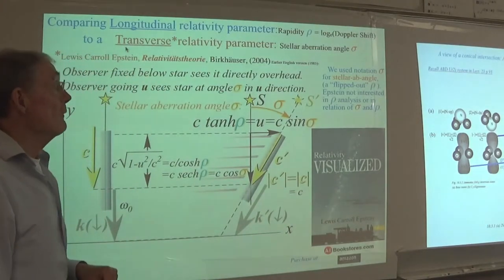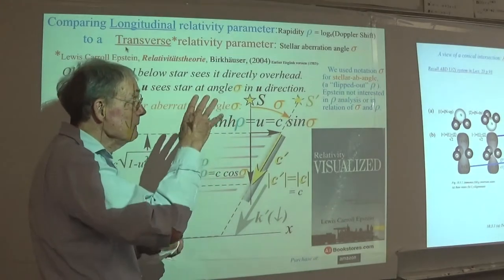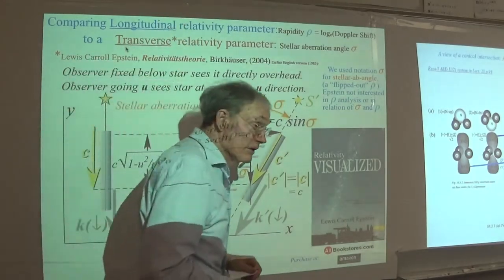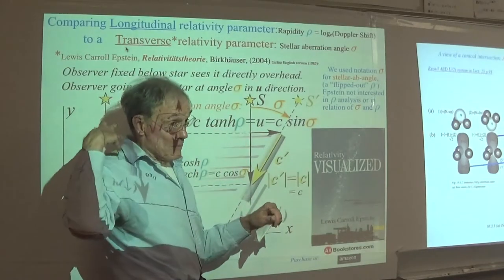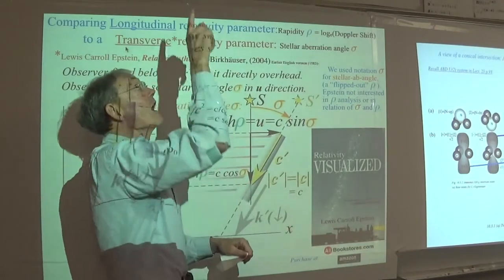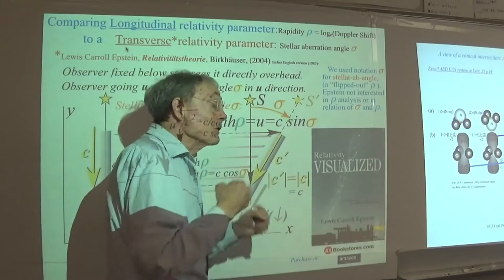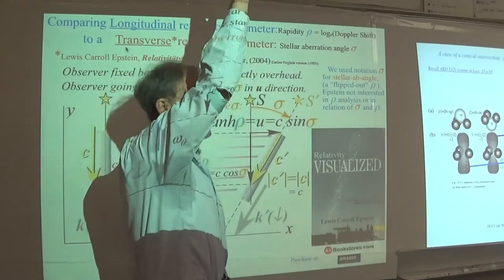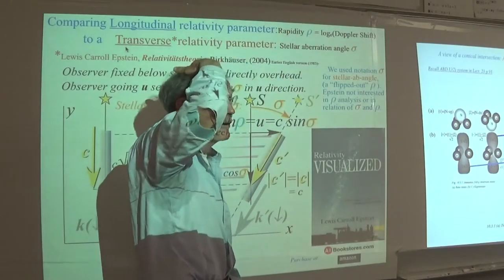So this is the angle of a beam coming across my motion, as opposed to along my motion or against my motion, but perpendicular to it. And so there's a star up there, and this is why it's called stellar aberration. If I can get going really fast, that star will move ahead. And that's a little bit paradoxical at first.